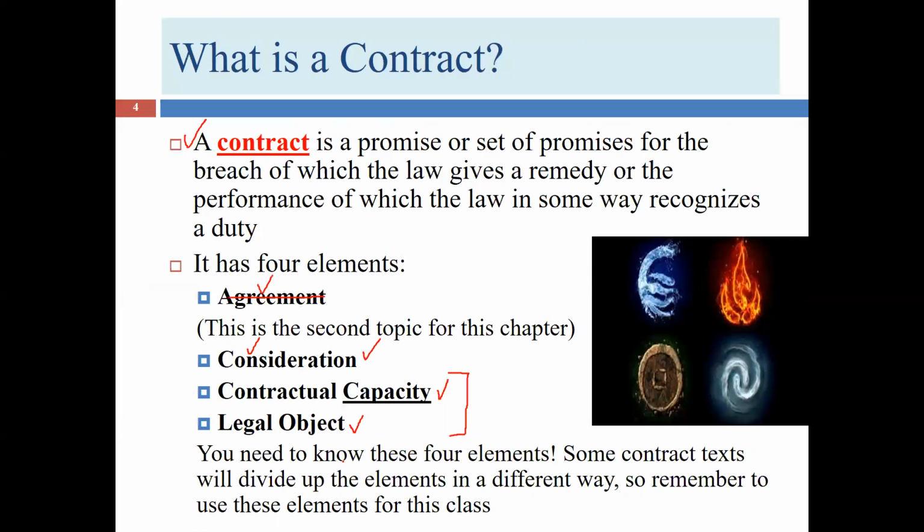I usually don't object when somebody adds elements. So if the student had said, well, I think there are 6 elements to contracts: agreement, offer, acceptance, consideration, contractual capacity, and legal object. If you list all 6, okay, maybe not the best, but close enough. But what I'm most concerned about is when you leave items off. So be careful. Whenever you're doing a list of elements of contract, you have to have all 4 of these.